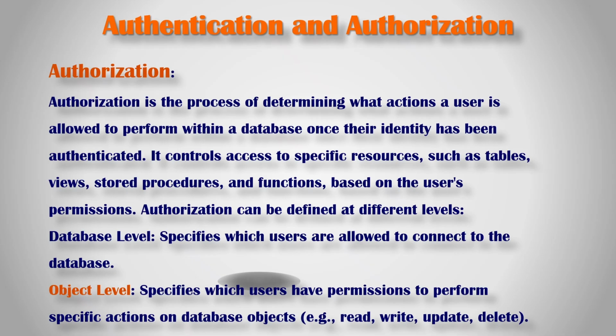Database level specifies which users are allowed to connect to the database. Object level specifies which users have permissions to perform specific actions on database objects. For example, read, write, update, delete.